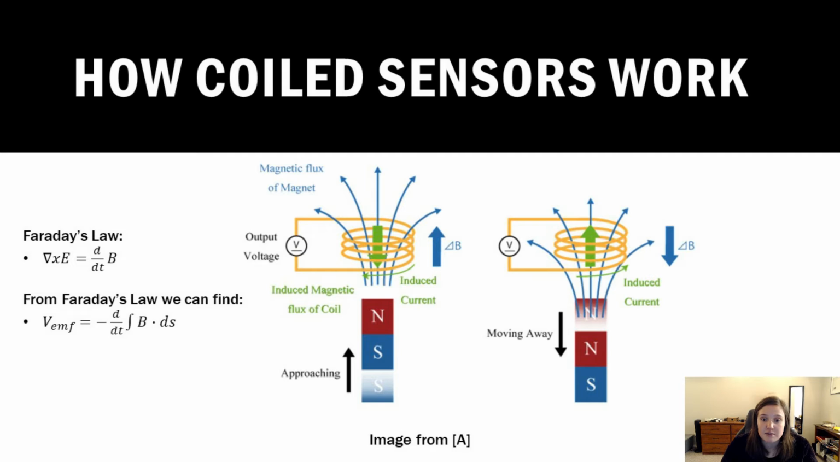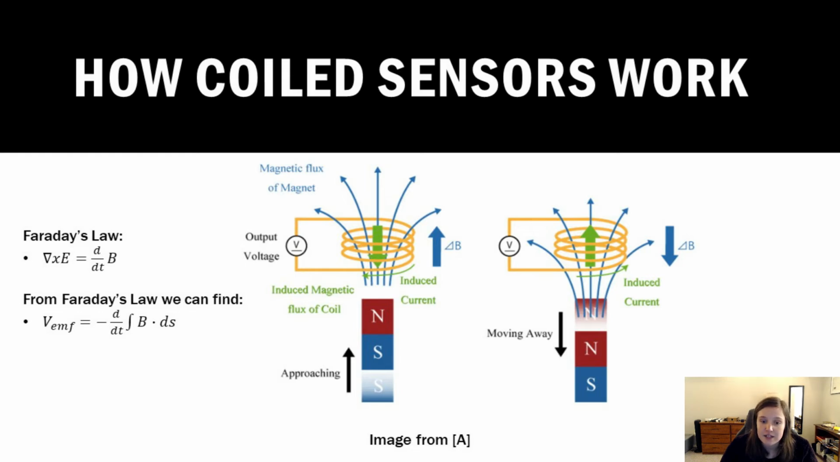In class, we discussed ways to generate electromotive forces. They require a moving loop, B field, or both in order to be generated. We discussed Faraday's law in class, which equates the curl of the E field to the time derivative of the B field. From Faraday's law, we are able to find that the V EMF equals the time derivative of the integral of the B field over a surface.